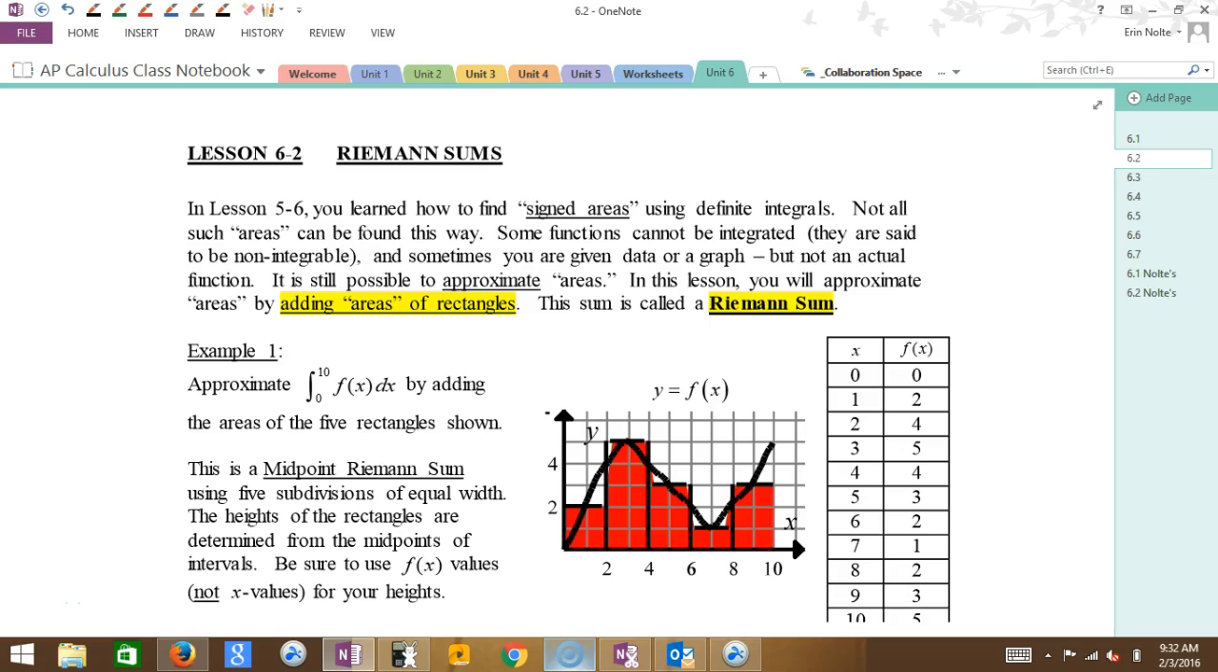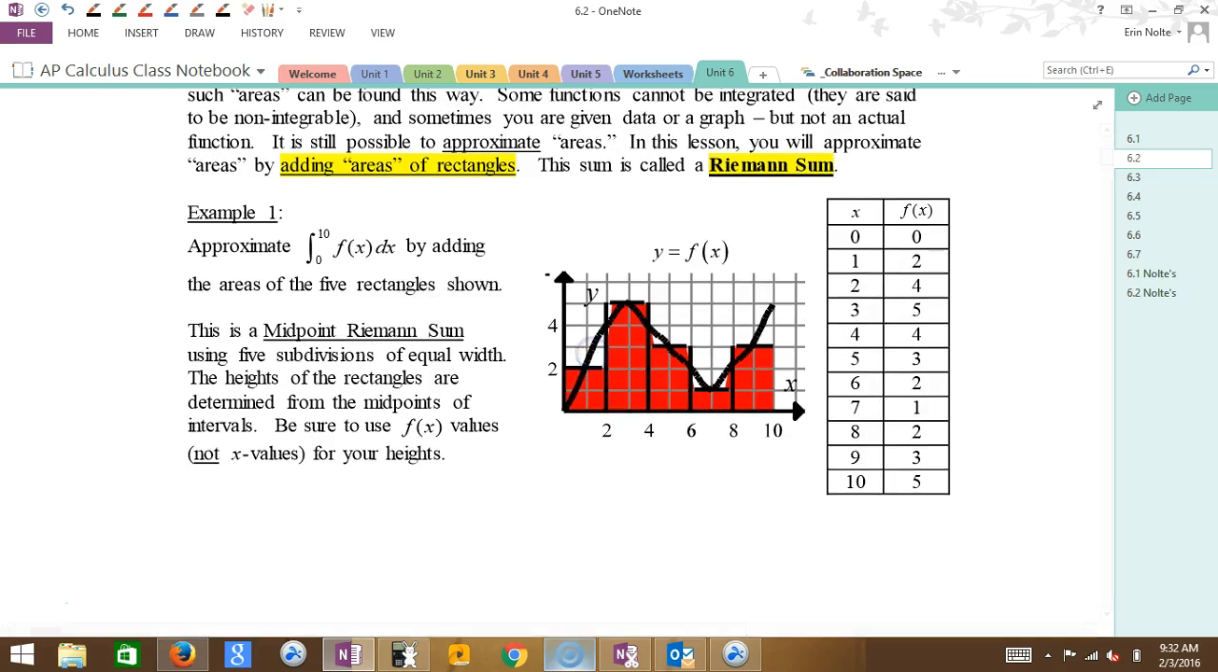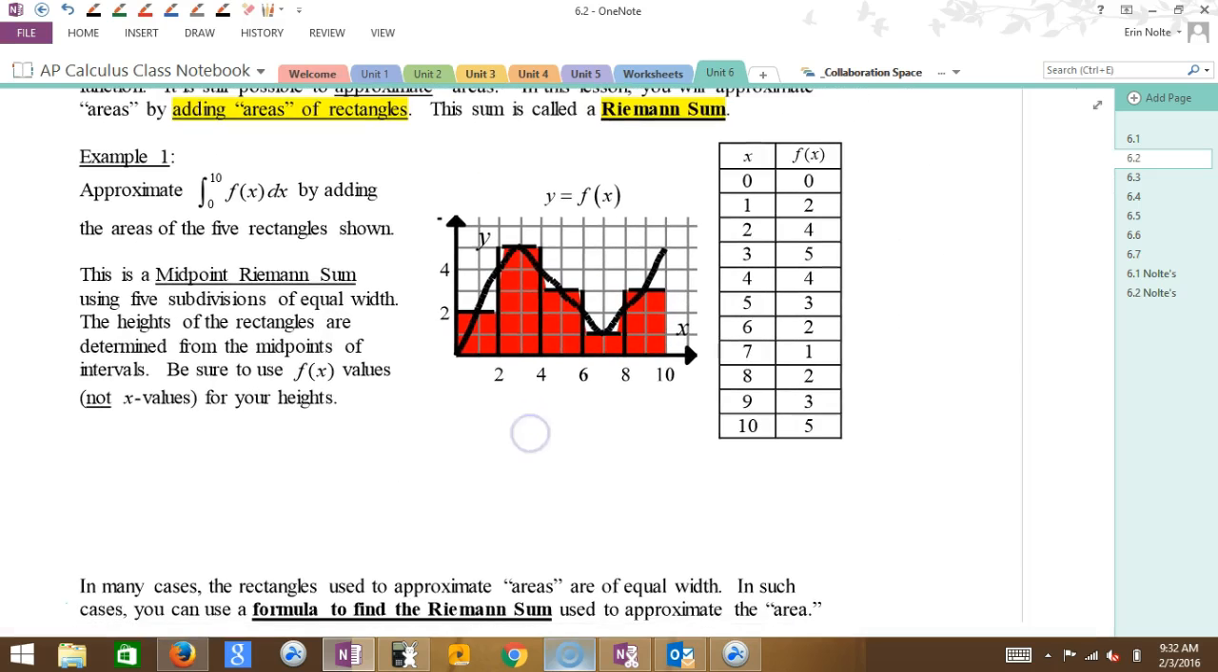All right, so the idea of Riemann sum is that we are going to just do signed area, but we're going to basically break it into little rectangles. Okay, so this picture right here of this example is like a perfect idea of what is going to happen. Okay, so this one is by using the midpoint of Riemann sum.